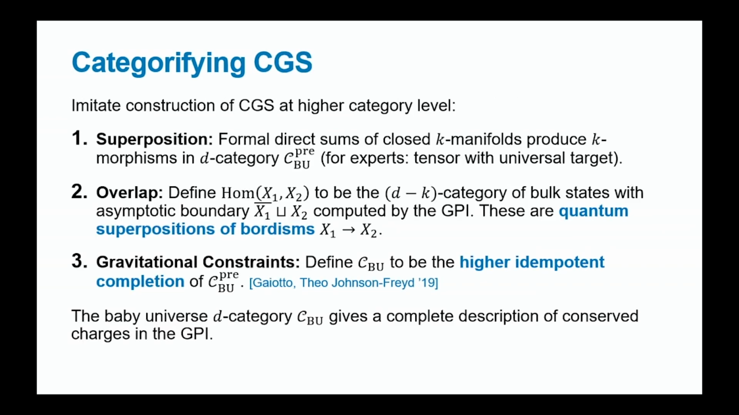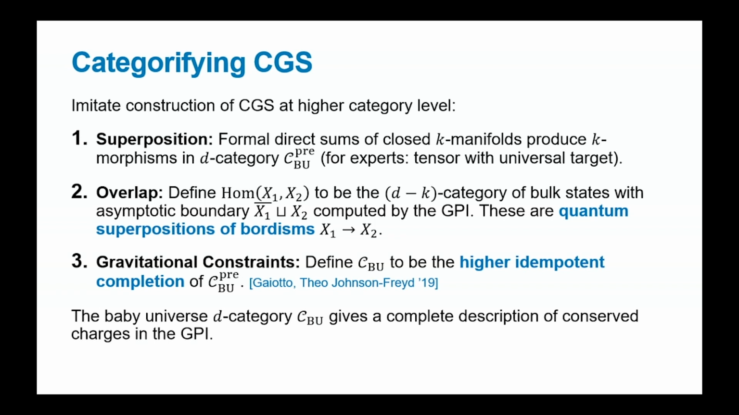So what I'm going to do, and I apologize for the technicality, is I'm going to imitate the construction of Coleman, Giddings, and Strominger at the level of higher category theory. I want to describe not just the conserved charges of codimension 1 slices of the path integral, I want to describe, at the quantum level, the conserved charges of slices through the gravitational path integral of arbitrary codimension. So we're going to take the same 3 steps.